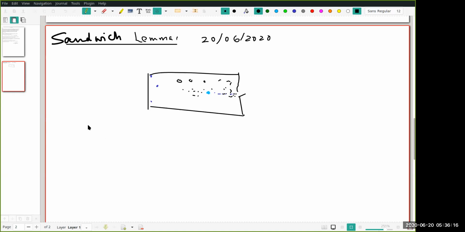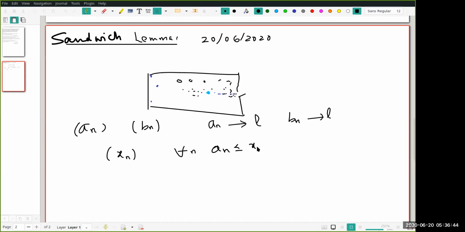What does it say? Suppose I have a sequence of real numbers AN and a sequence of real numbers BN, and further assume AN converges to L and BN also converges to L. Let's assume another sequence XN which is sandwiched between these two sequences. For every N, we have AN is less than or equal to XN, which is less than or equal to BN. Now, AN is rushing to L, BN is also rushing to L, and XN is squeezed between AN and BN. So what do I expect? I expect XN also converges to L. That's what the sandwich theorem says.